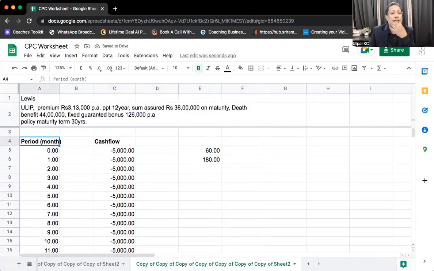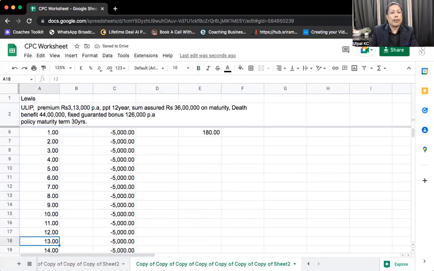Premium is rupees 3,13,000 per annum. Total premium paying term is 12 years, so the period is in years. Sum assured on maturity and death benefit is 40%, with a fixed guaranteed bonus of 1,00,000 per annum. Policy maturity term is 30 years, which means you'll have to pay till here, and then after that, 30 years.